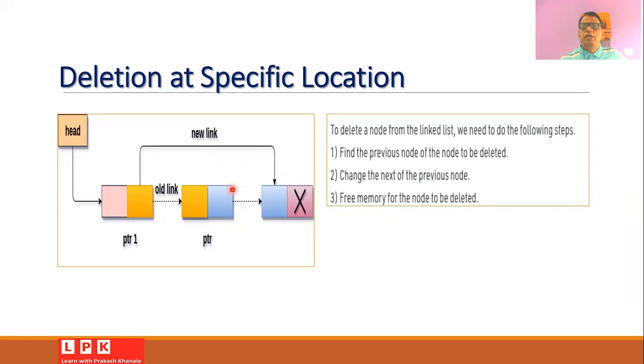So we can think of certain steps in order to delete a node from the linked list. We need to traverse through the list until we find the previous node of the node to be deleted. And then we change the next or the link field of the previous node. And then we will free the memory space of the node which is to be deleted.